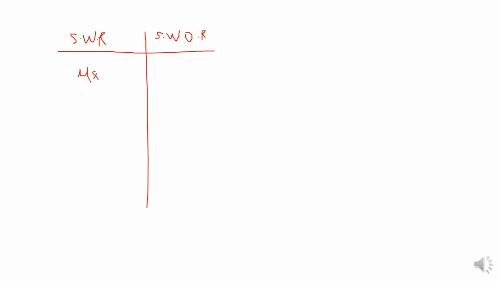So mu x bar equals mu. This is for sampling with replacement. The next is sampling without replacement. The formula for this is mu x bar equals mu.